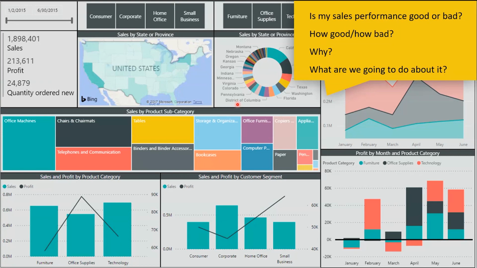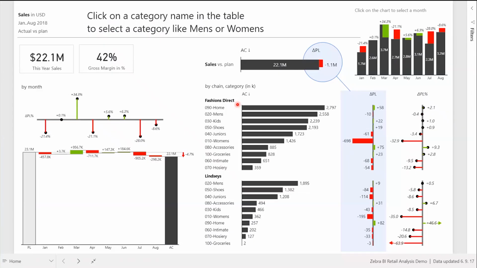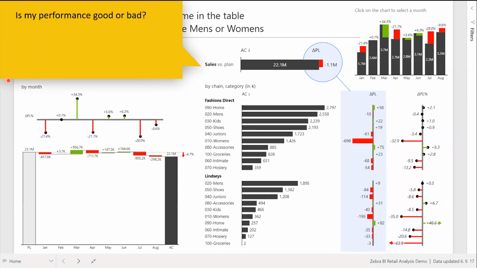So these are the four key questions that you need to ask yourself before you push that publish button. I think, right? And now let me show you another dashboard, which is obviously quite different. I mean, the design is quite different, but if I now ask the same four questions: is my performance good or bad? Well, let's take a look.